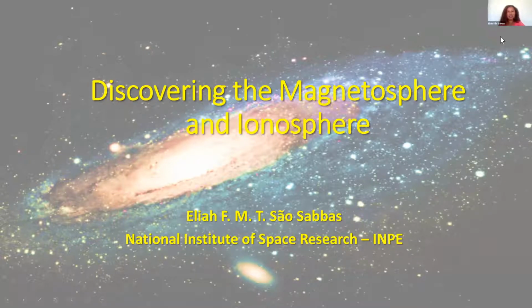So, the title of the talk is Discovering the Magnetosphere and the Ionosphere. I am a scientist from the National Institute for Space Research in Brazil. The idea is to give a tutorial, so very general, a broad overview of the main characteristics of the magnetosphere and the ionosphere, some of the coupling that happens between them and with the neutral atmosphere, and to discuss a little bit how energy comes down from space via the solar wind and creates these regions.